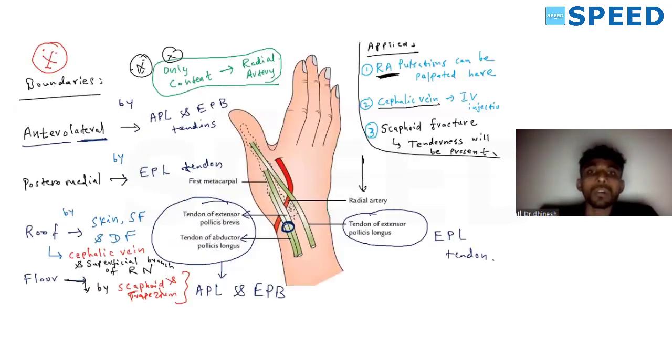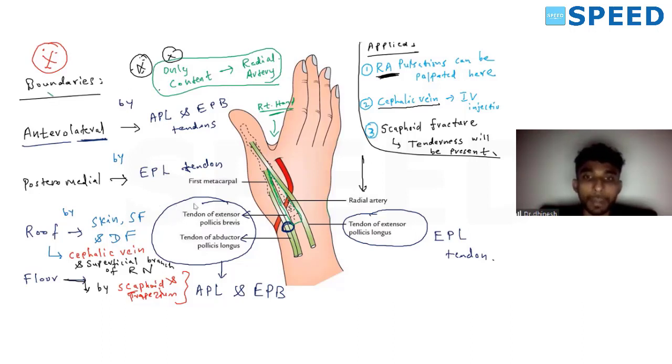Now we have to know the boundaries, contents, and applied aspects of the anatomical snuff box, which are frequently asked in MCQ questions. When we talk about the boundaries, you can see in this diagram they have shown the right hand anatomical snuff box. Right now I am marking the area called the anatomical snuff box, the green color area I have marked just now.